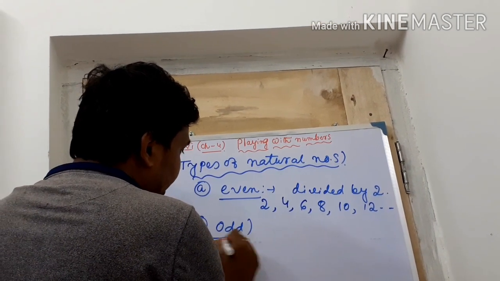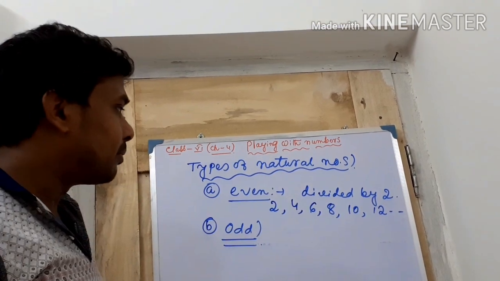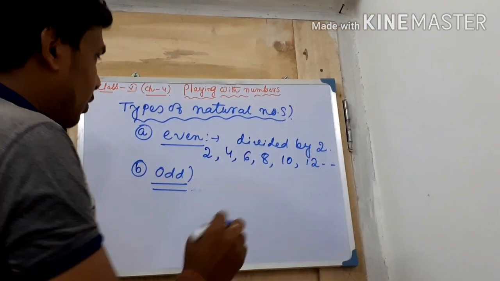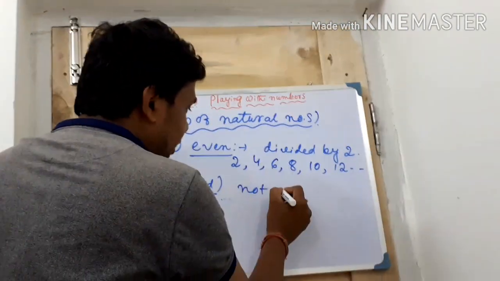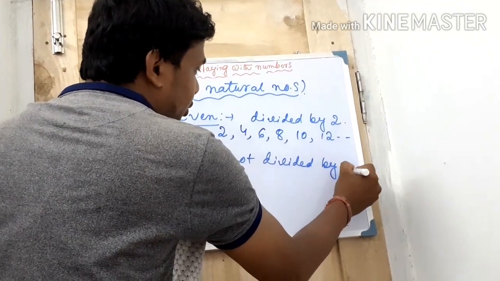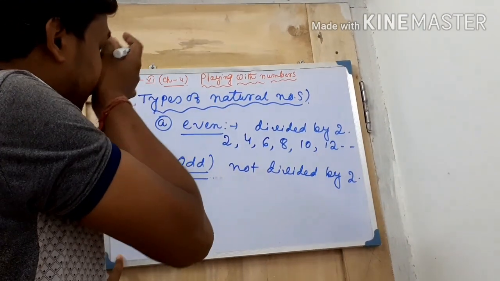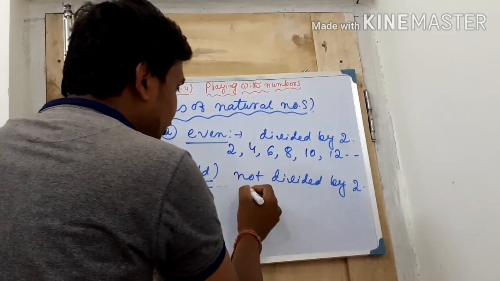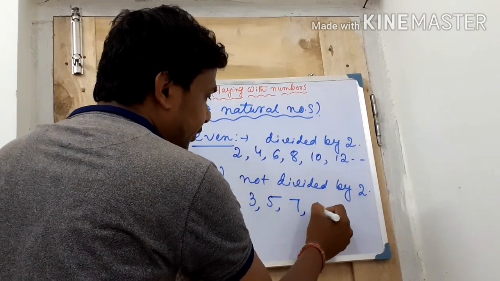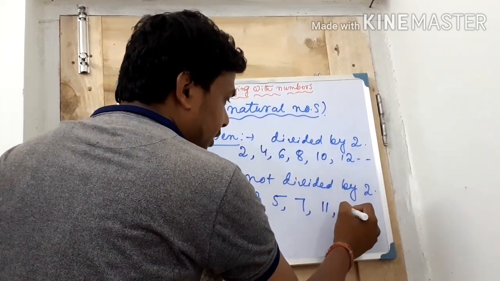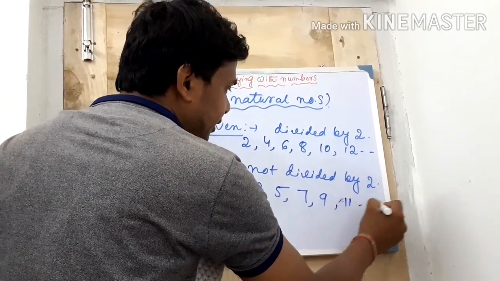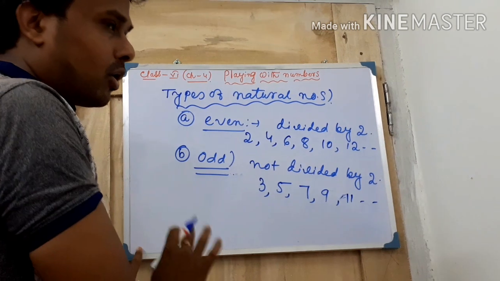Odd number means what? Just the opposite of that one, which cannot be divided by 2. Which numbers can you write from here? You can write down so many: 3, 5, 7, 11, and 9 also, 9 here and 11 here and so on. Okay, so these all are the odd numbers.